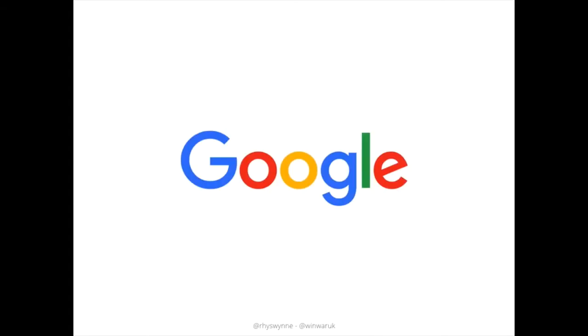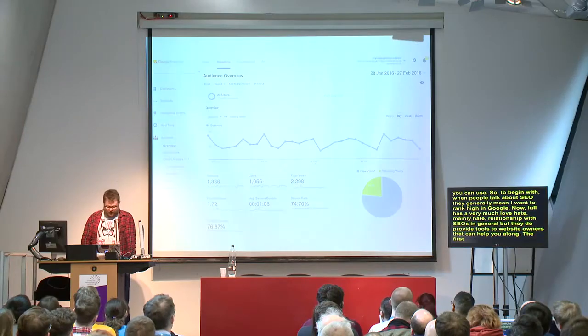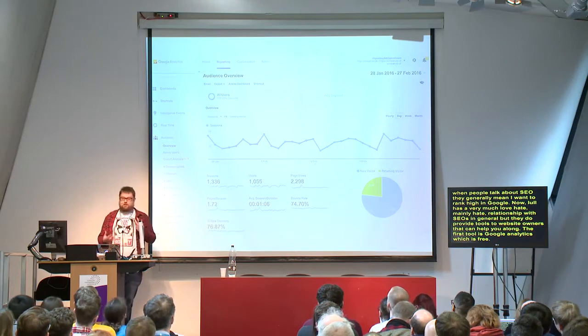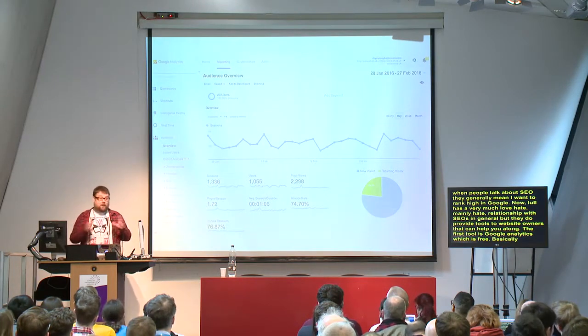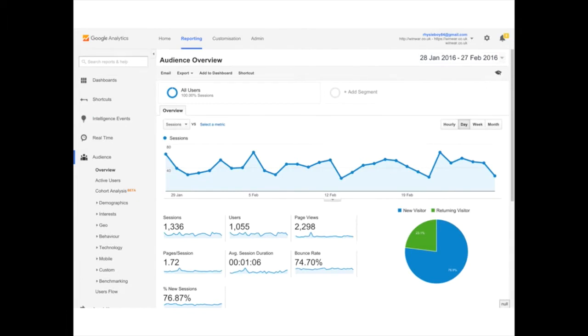So to begin with, when people talk about SEO, they generally mean, I want to rank high in Google. Now, Google has a very much a love-hate, mainly hate relationship with SEOs in general, but they do provide tools to website owners that can help you along. The first tool is Google Analytics, which is free. And basically, Google Analytics tells you how many people arrived at your site, where they visited, and where they have left by. This is not strictly an SEO tool. This is a tool generally for anybody who runs a website.